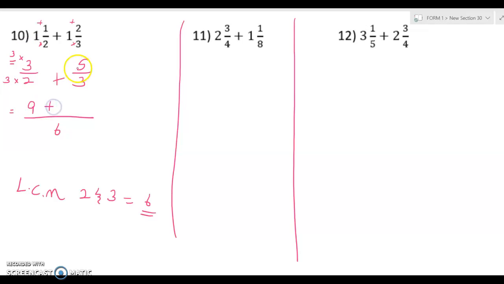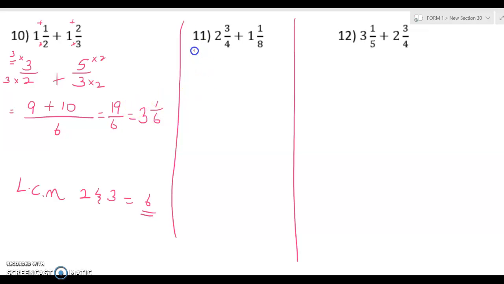So plus, we're looking at 5 over 3 now. Ask yourself, 3 times what number gives me 6? 3 times 2. So I must do the same thing at the top. 5 times 2, which is 10. And we're going to get 19 over 6. And we could change this to a mixed number. 6 can go into 19 3 times, 6 times 3 is 18, and you're going to get a remainder of 1, right? So 3 and 1/6.